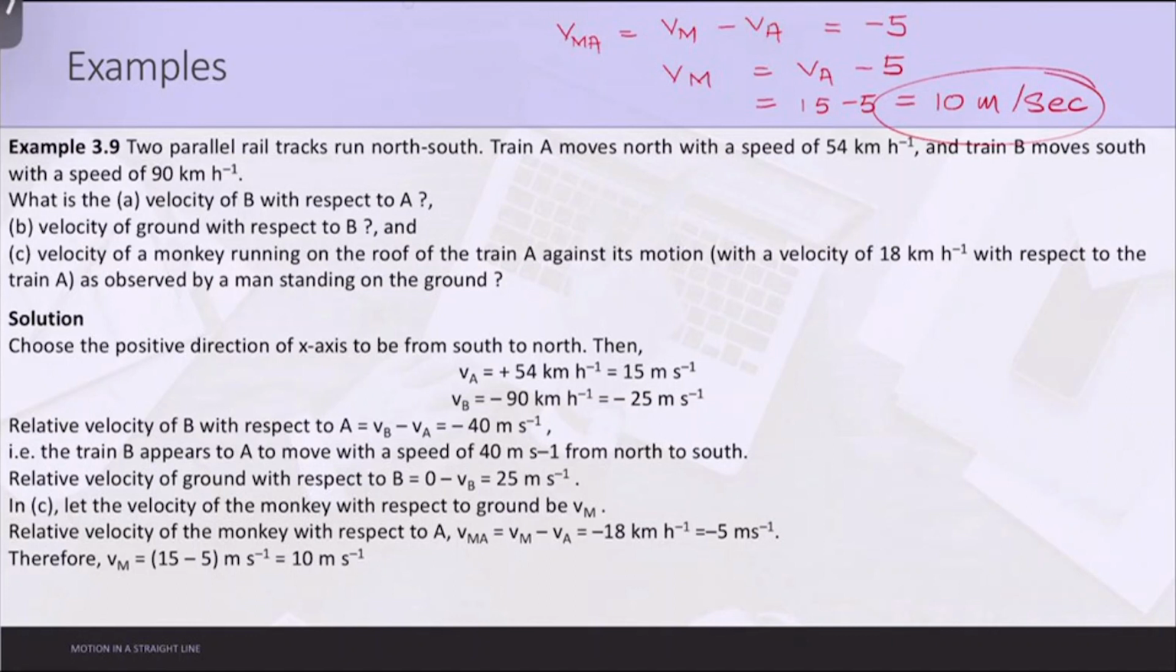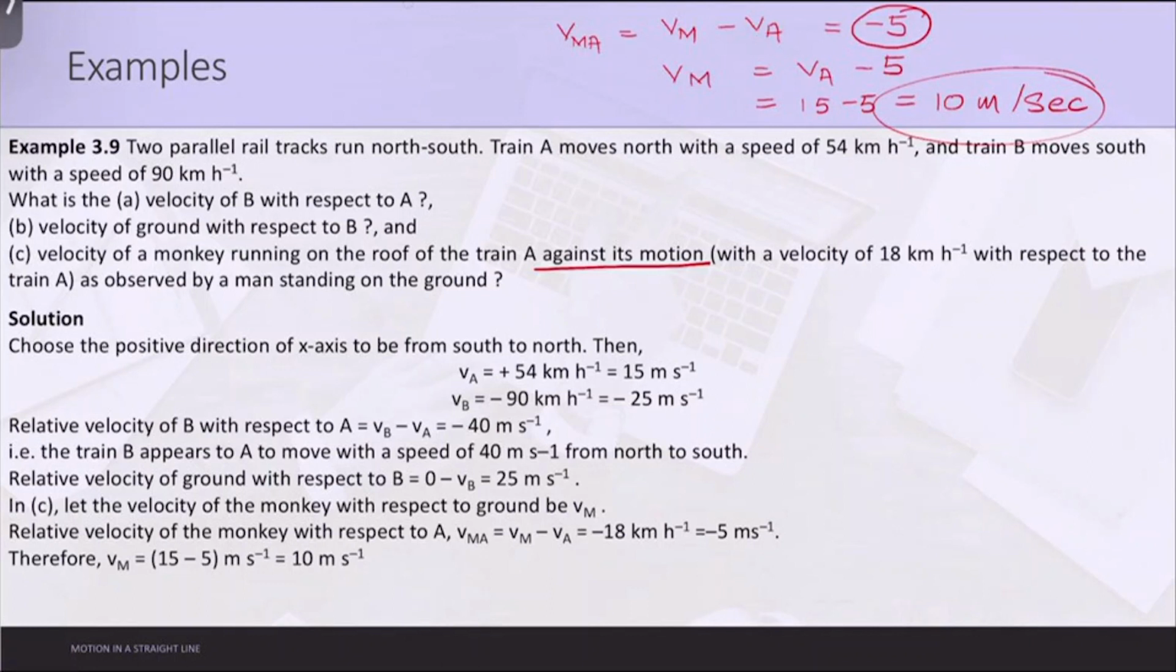Okay, so the only error which you can make is that you can consider this to be plus 5. Please try to understand the situation, because it is written that the velocity of the monkey is running on the roof of the train against its motion. It is quite clear that the velocity to be understood here should be negative to the movement of A.